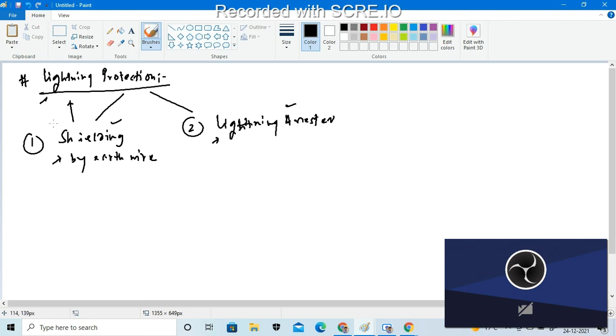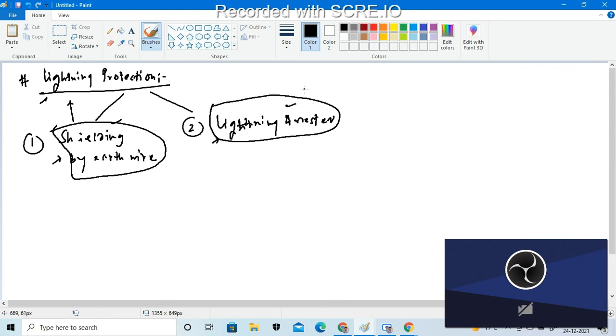Now we will discuss the function of these devices. The lightning arresters, you already know their function: in a multi-storied building, on the top, we design a lightning arrester. So the lightning arrester is a very common device for protecting from lightning.